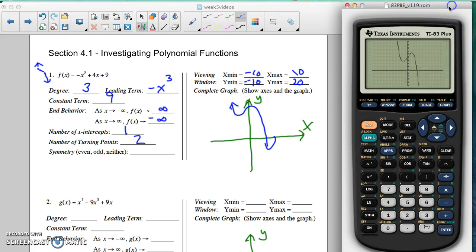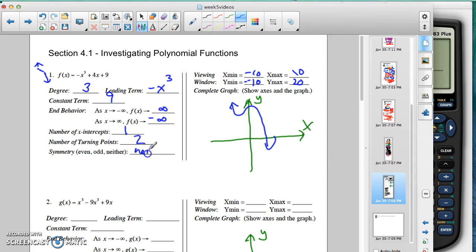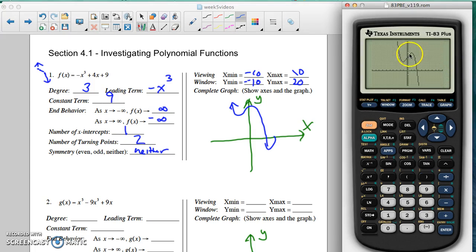And our symmetry, we have 2 types. It's not origin symmetry because it doesn't go through the origin. So this one has no symmetry, none, neither. It's not odd or even. Even means we can fold along the y-axis. Well, we can't fold along the y-axis. Odd means we can rotate 180 degrees around the origin, which we can't do that either. So this one is neither.